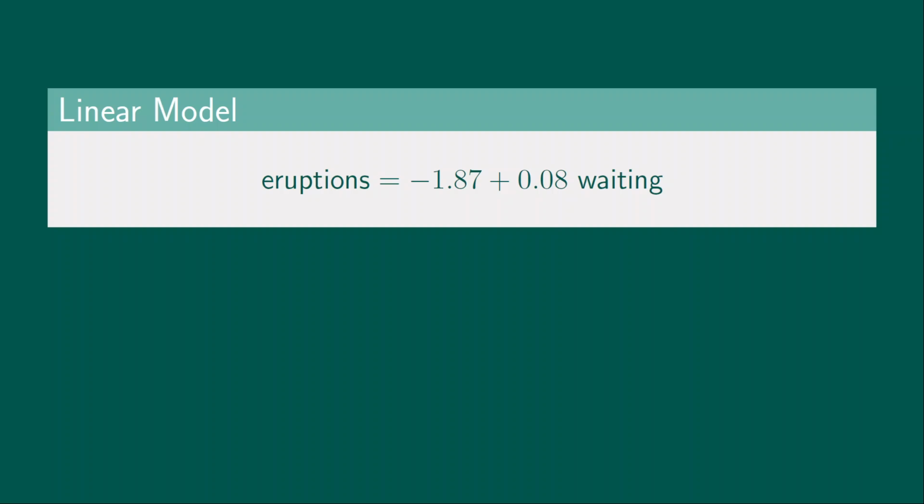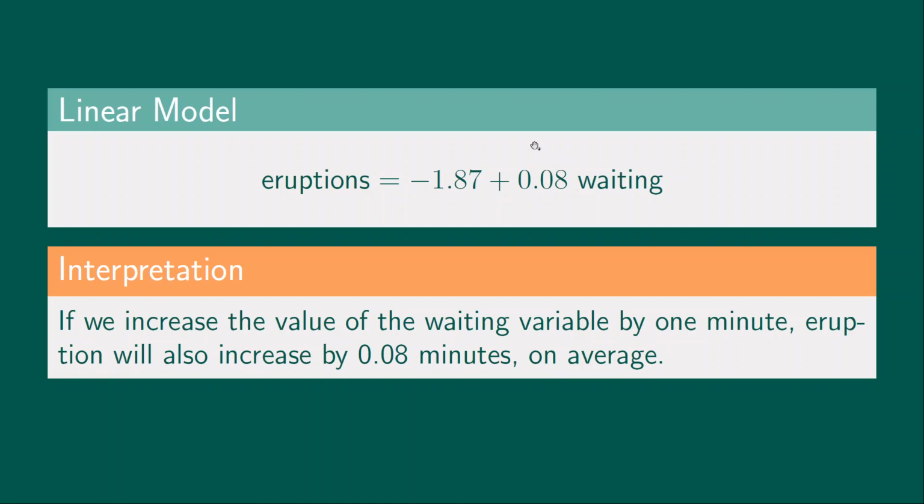Recall earlier that the Pearson correlation coefficient of the two variables is 0.90 and is significant, which means that if the waiting time increases, the eruption time may also increase. This may also be concluded based on the linear model that we have, but in greater detail. Notice that the parameter associated with the waiting variable, which is 0.08, is positive. This means that the slope is positive. Hence, it is increasing. If we increase the value of the waiting variable by 1 minute, eruption will also increase by 0.08 minutes on average.